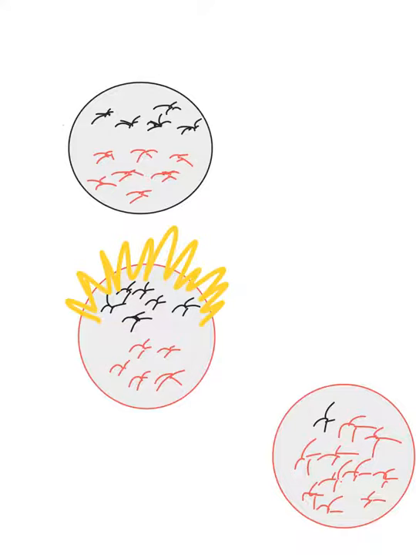Today we're talking about genetic drift. To start with, genetic drift is a totally random event that causes the allele frequency in a population to change unpredictably.